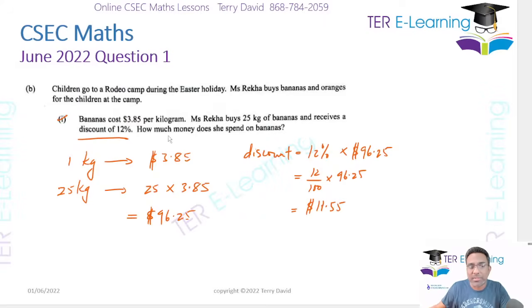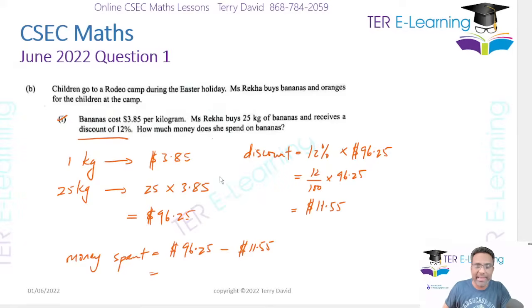Now that's a discount. They said how much money does she spend, right? So the money spent is simply going to be whatever the original amount was, which is $96.25. That's how much she would have paid without the discount, minus the discount of $11.55. That's going to give me $84.70. So that's the amount of money that she's going to pay for this.